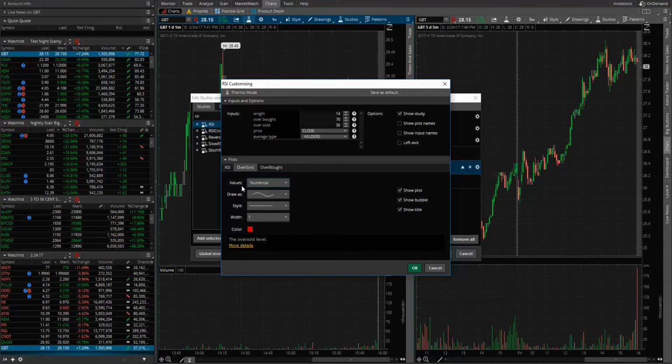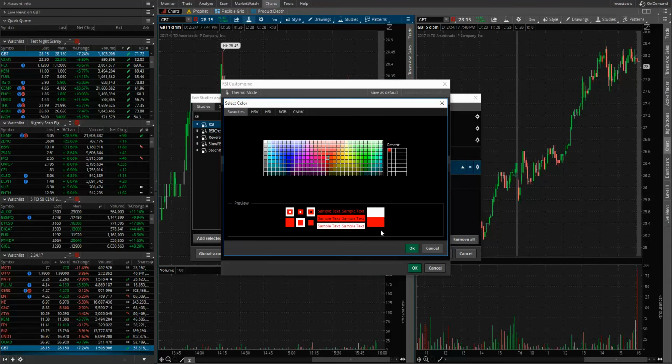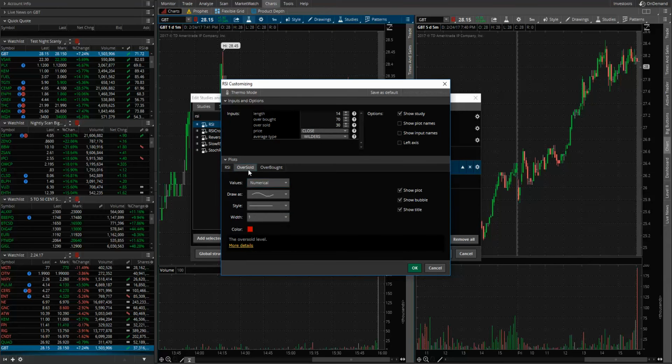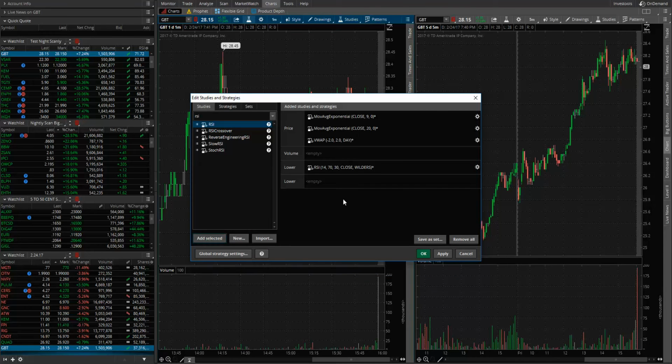All right, so overbought should be red. Yeah, let's change that. I mixed them up. Sorry about that, guys. Overbought should be red, and oversold should be green. There we go. Beautiful. All right.